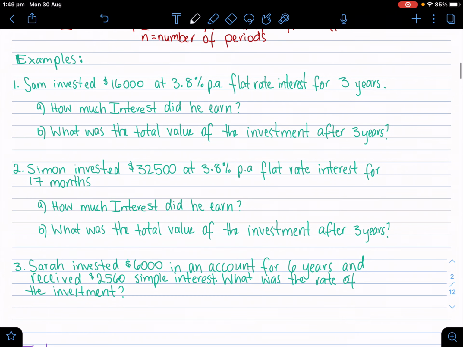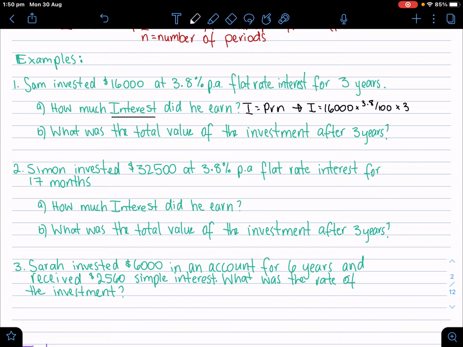The first example, Sam invested $16,000 at 3.8% per annum or per year, flat rate interest for 3 years. How much interest did he earn? So this question's asking me to figure out how much interest he earned. Now we know we're using the formula I equals PRN, where P is your principal. And so the principal here is 16,000. So we have I equals 16,000 times the rate, 3.8 over 100. Remember, I said write it as a fraction, because that's the percentage, times N, which is 3.